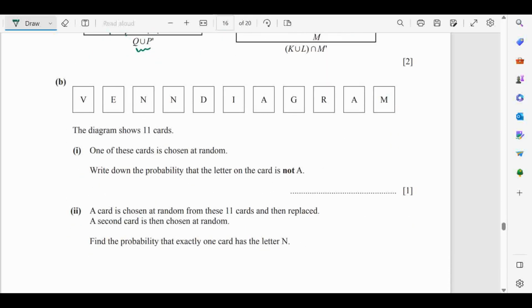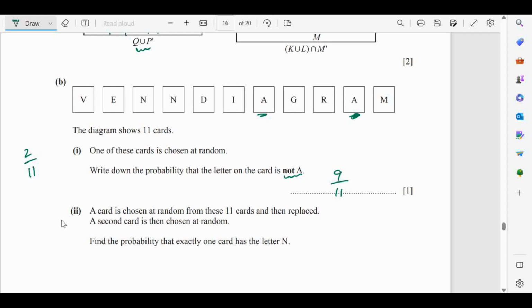Now in part B, the diagram shows 11 cards. One of these cards is chosen at random. Write down the probability that the letter on the card is not A. Now not A means first of all we need to calculate the number of A's. So we have 1 and 2. So we have 2 A's, so the probability of A will be 2 by 11, but here this one is not A, so 9 by 11. So the remaining cards are 9, so that is why 9 by 11.